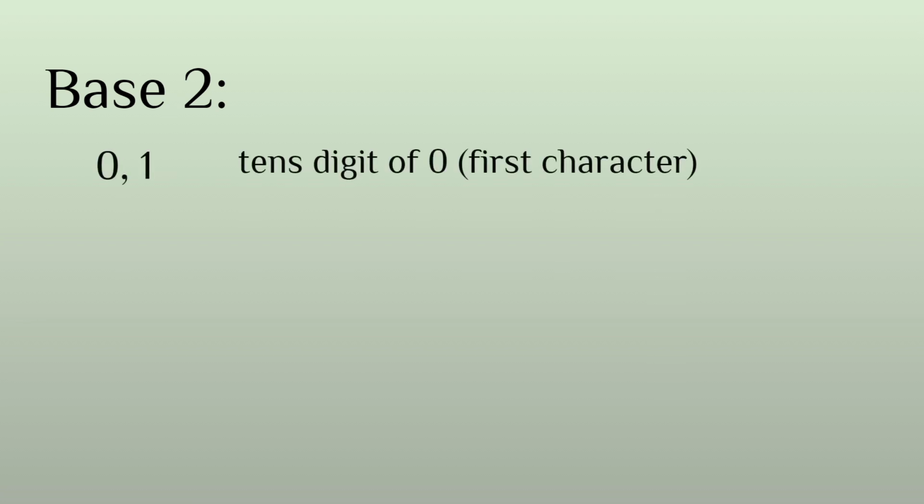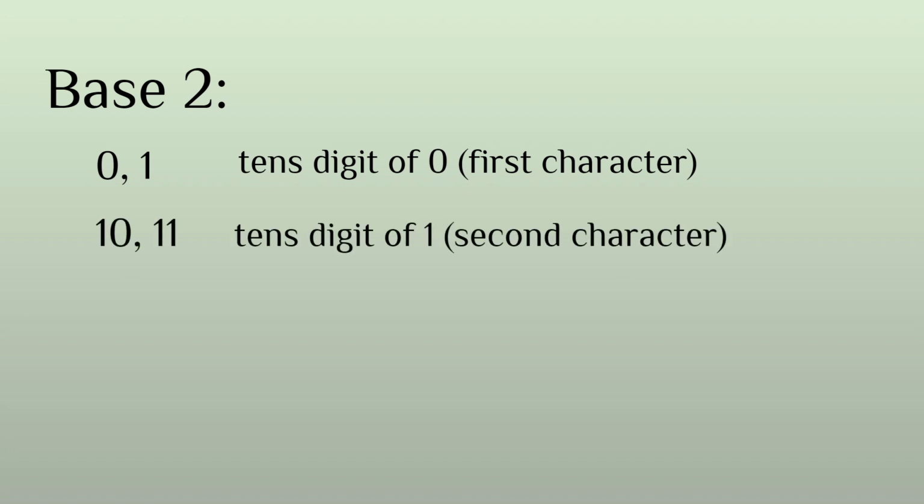With base 2, we only have 2 characters representing a number, 0 and 1. Note that 0 and 1 have a tens digit of 0, the first number in the sequence. Because we have already reached the end of the cycle, we move to the next number in the sequence for the next tens digit, which is 1.